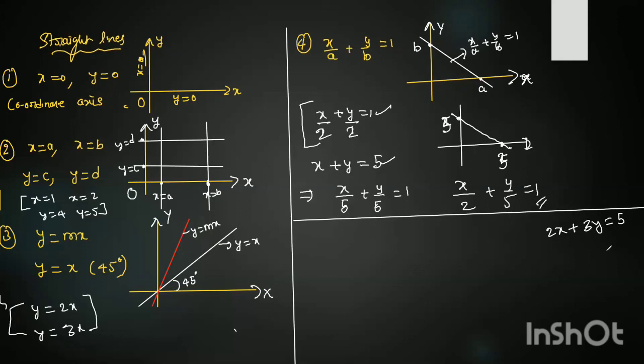See, you can rewrite this by dividing throughout by 5. So what you get? And again, you can rewrite this. Is it a straight line? Yes, sir. I hope you understood. See, we can rewrite it in the form of x by a plus y by b. If you can rewrite it in the form of x by a, y by b, then it is a straight line. See, 2x plus 3y, divide throughout by 5, then you can rewrite it in this form.